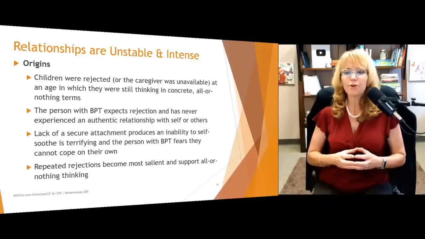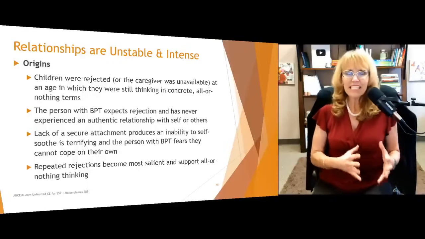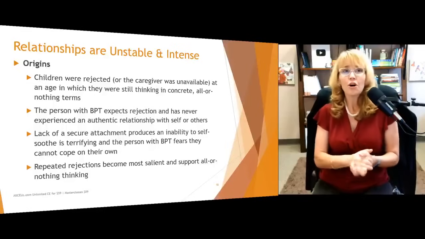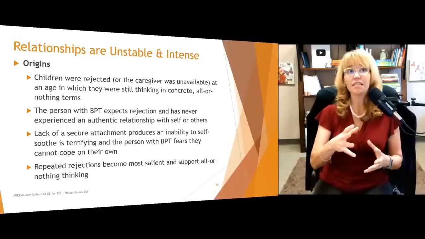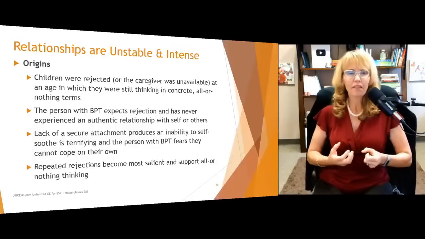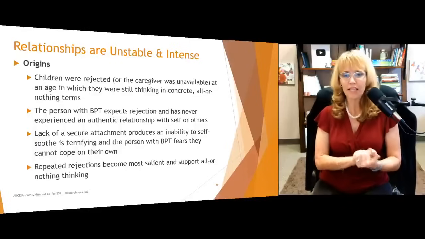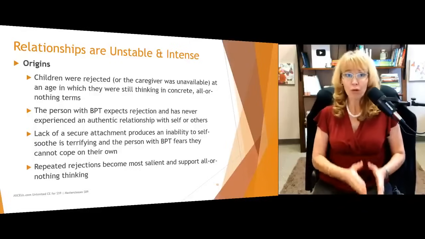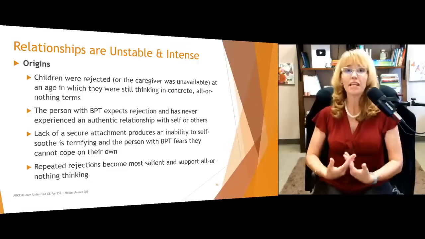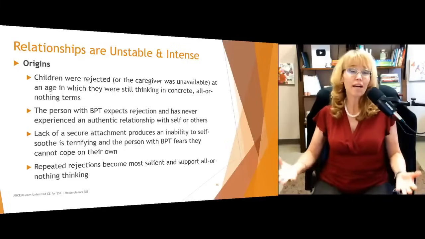Repeated rejections become most salient and support all or nothing thinking. When people with BPD get in relationships, they're intense and can often scare people off or push other people away or cause friction because of the anger that the person with BPD has, because of the terror that the person with BPD lives with. So many times they have multiple failed relationships. And then they start expecting everybody will reject them. And they start thinking, there's nothing I can do to make myself lovable.